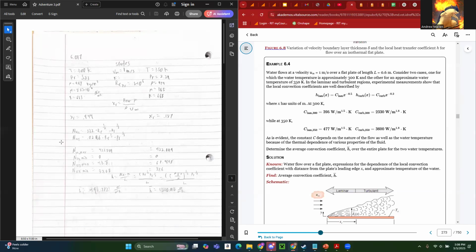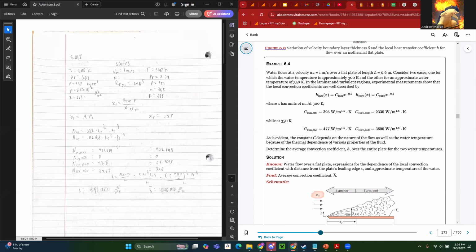Now, in laminar flow, which is going to be up until the transition point, the Nusselt number correlation is 0.332 times the Reynolds number to the 1/2 power times the Prandtl number to the 1/3 power. And in the turbulent flow, the correlation is 0.0296 times the Reynolds number to the 4/5. I accidentally wrote 1/2 there, but it's to the 4/5, times the Prandtl number to the 1/3.